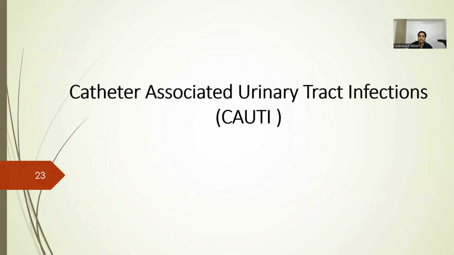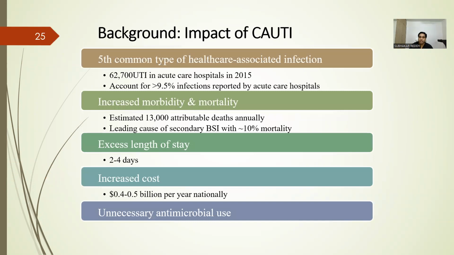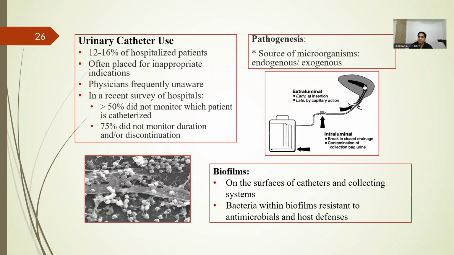Now we will come to catheter-associated urinary tract infections, CAUTI. A UTI is an infection involving any part of the urinary system, including your urethra, bladder, ureters, and kidney. When it is associated with an indwelling urinary catheter, it is labeled as a CAUTI. It is the fifth most common type of hospital-acquired infection, as you know. Morbidity, mortality, length of stay, and cost increase, and it leads to unnecessary antimicrobial use.